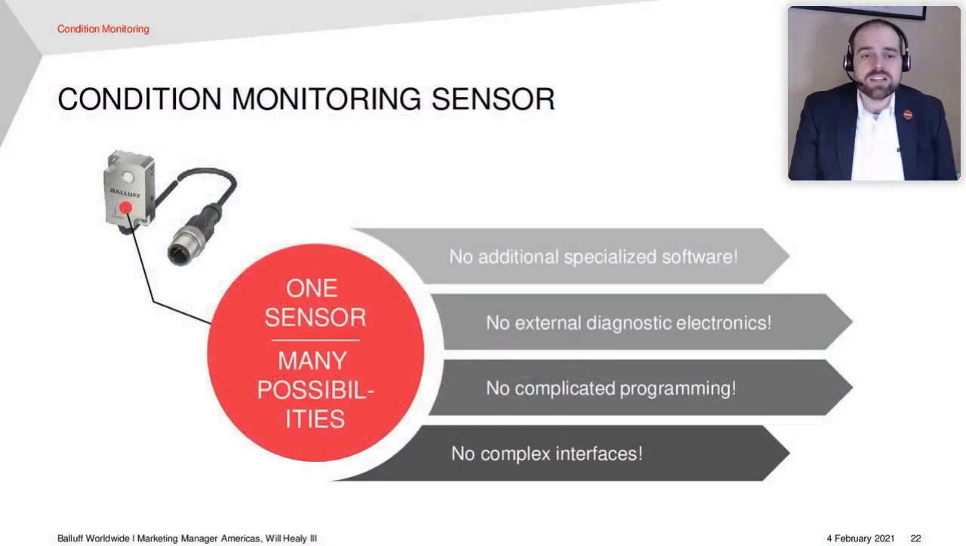The condition monitoring sensor, really the trick here is it's one sensor that you can use for a lot of different applications. And I'm going to give you some case studies here in a second of how people have used it in a wide variety of applications. But the key thing here is, you don't need some sort of specialized software or some sort of external database and diagnostic controls or complicated programming or interface. It sets up very simply using that IO-Link communication protocol and parameters, which you're familiar with if you've used IO-Link before.